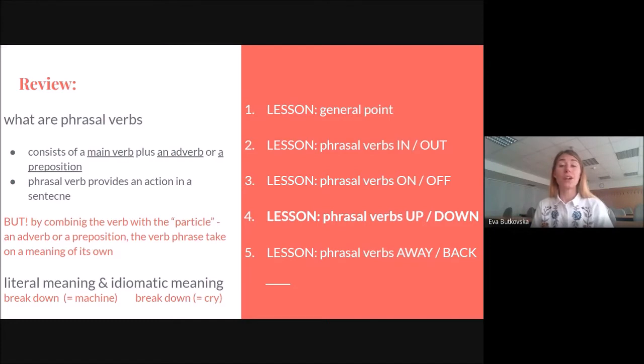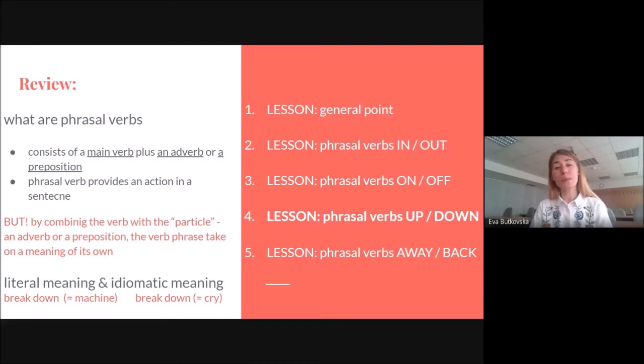The literal meaning of the phrasal verb break down is when a machine stops working. So let's say my car broke down on our way home. So the machine stopped working. But we have another meaning, idiomatic meaning, and that is to cry, to really cry heavily. So let's say she wasn't chosen for the job, so she broke down. It means she cried a lot.